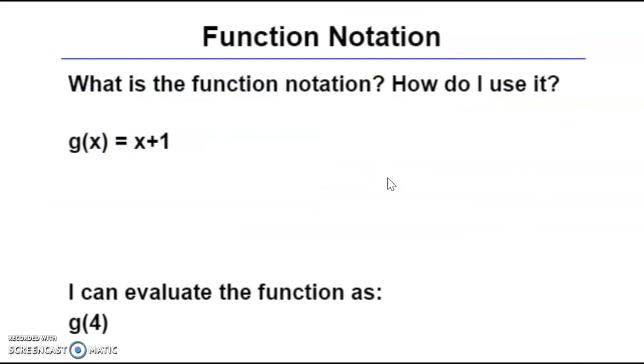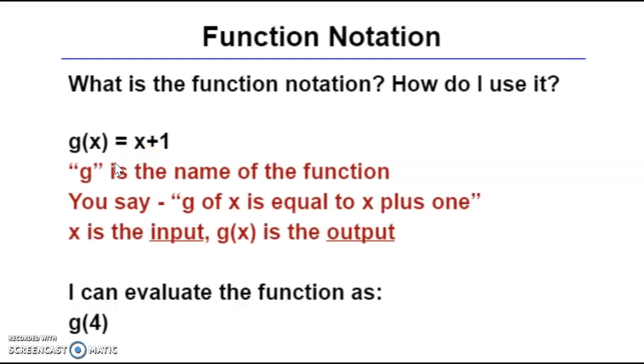So the first part is function notation. What is function notation and how do I use it? If you have g of x is x plus 1, this is an example of function notation. First of all, what are the different parts? g is the name of the function. And how do I read this function? You say g of x is equal to x plus 1. That's how you would read it, where x is the input and g of x together is the output.